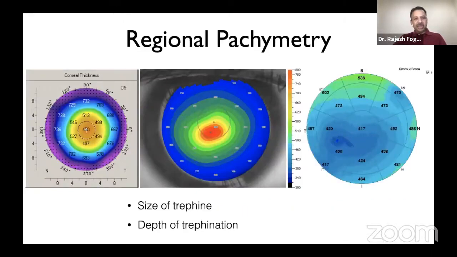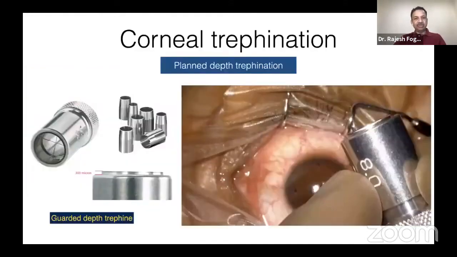In terms of surgical planning, you need to have some idea about the corneal thickness, the regional pachymetry across the cornea. You can use various tomography or anterior segment OCT to look at the regional pachymetry. And based on this, you can decide on the size of the trephine you're going to use and what depth trephination you're going to perform.